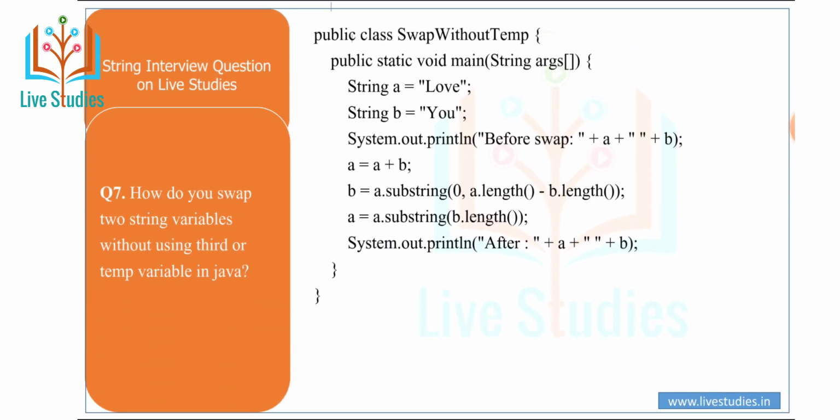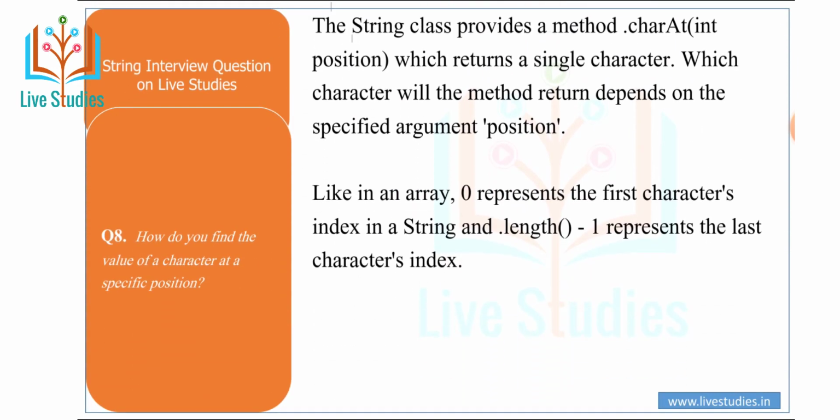Another question is, how do you swap two string variables without using a third or temp variable in Java? Public class SwapWithoutTemp, you can create the main method, where string a is equal to "love" and string b is equal to "you". System.out.println, before swap, a and b. Then a is equal to a plus b, b is equal to a.substring(0, a.length() - b.length()), and you can create the same for a. And another way is to do it without using any other variable.